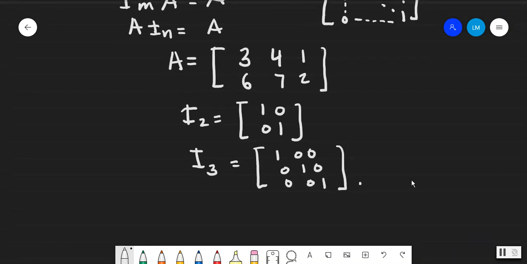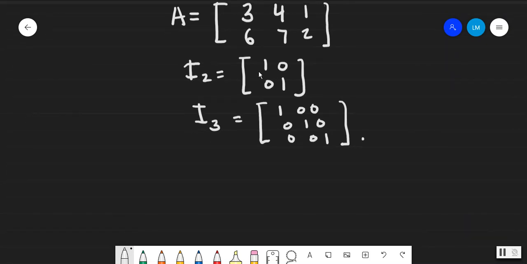But do know that the identity matrix is basically just corresponding to however many equations and unknowns there are in this case.